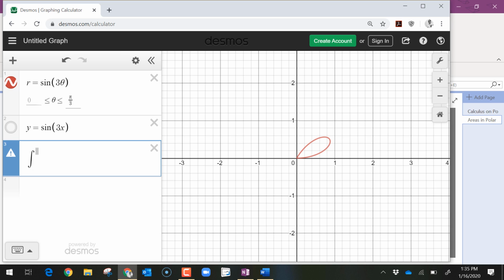Int. I wonder if I need a space there. There he goes. Yes. Oh, thank you.